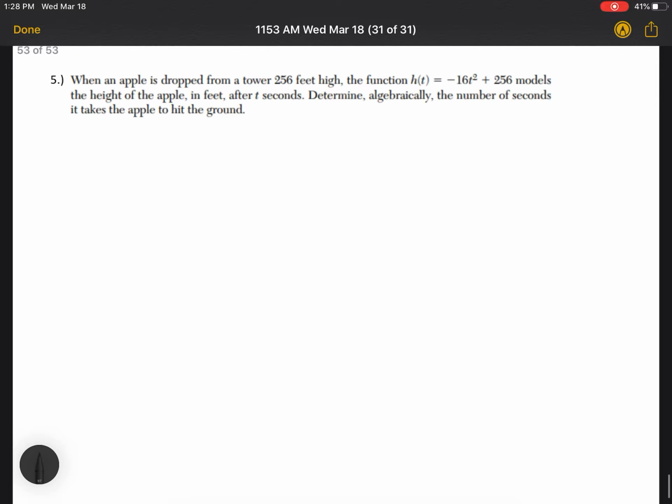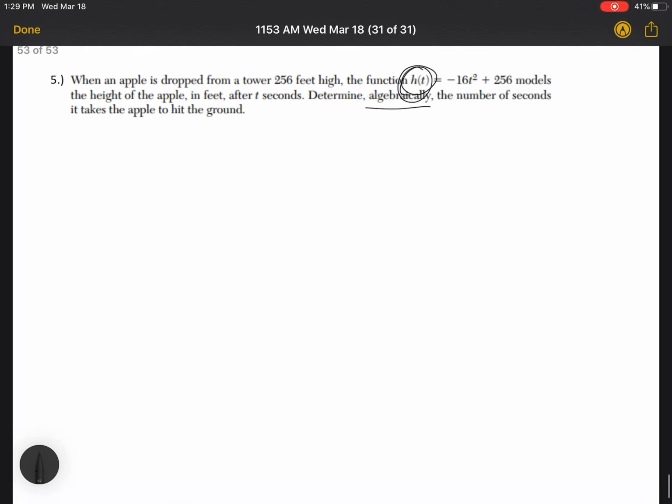All right, finally, we're on the last one. When an apple is dropped from a tower 256 feet high, the function negative 16t squared plus 256 models the height of the apple in feet after t seconds. Determine algebraically, which means you cannot use your calculator. You need to show some sort of work. The number of seconds it takes the apple to hit the ground.